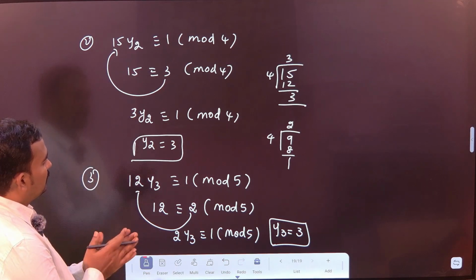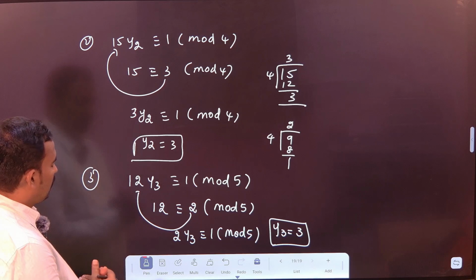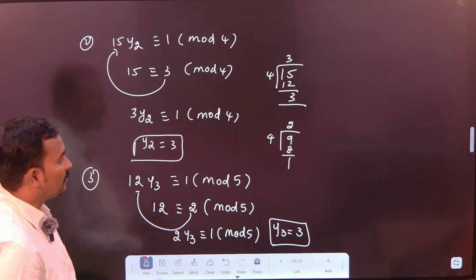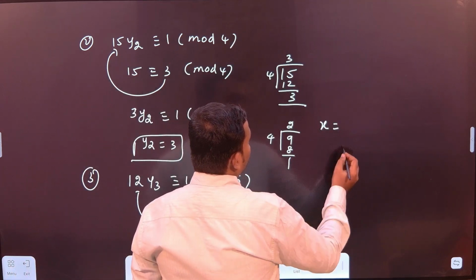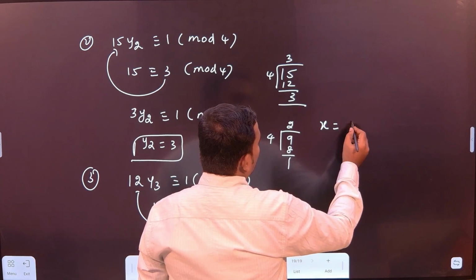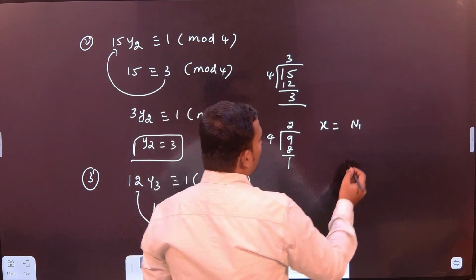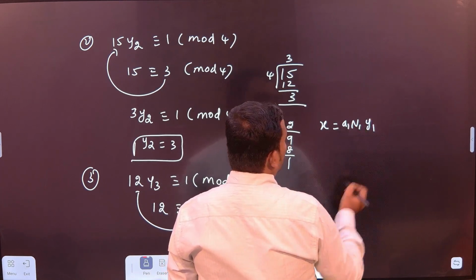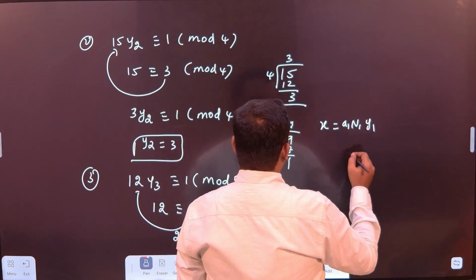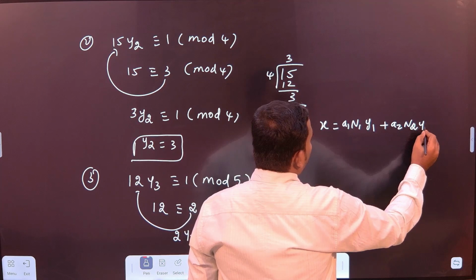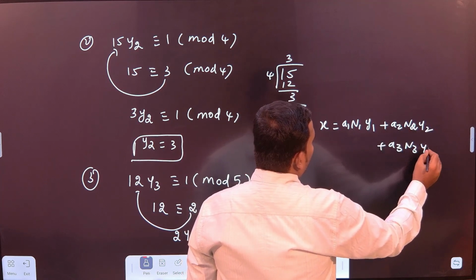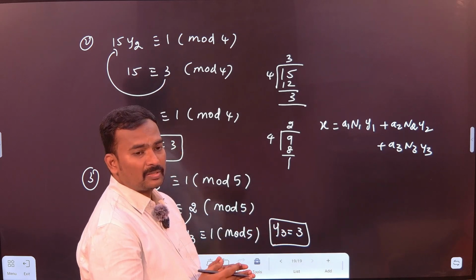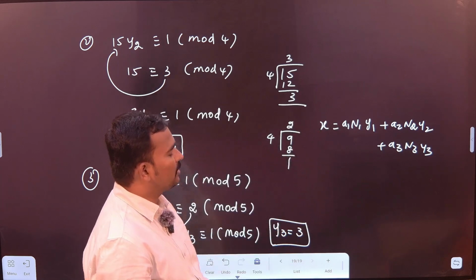Yes, correct only, right? Y3 here is 3. All of you got it? Okay, so finally we have to find the x value here. X here is, what is that? N1 you multiply with A1 N1 and Y1, right? Then you can see next A2 N2 Y2 plus A3 N3 Y3. These are the solutions. The proof is there in the Chinese remainder theorem. If you have time, we'll discuss the proof of how these solutions come, right?